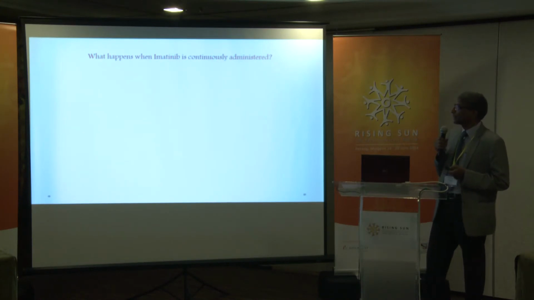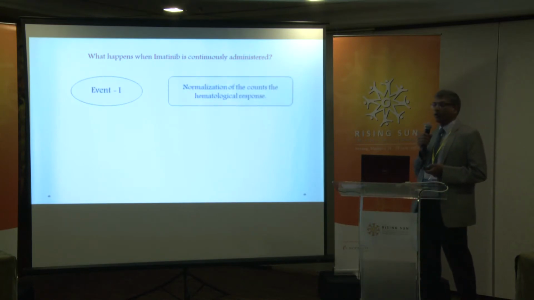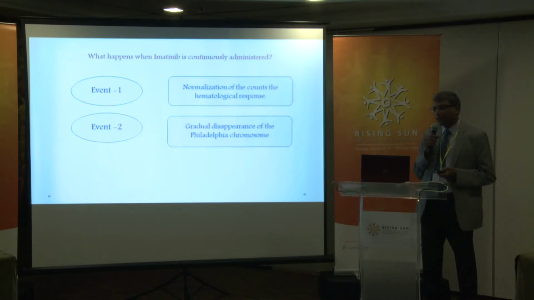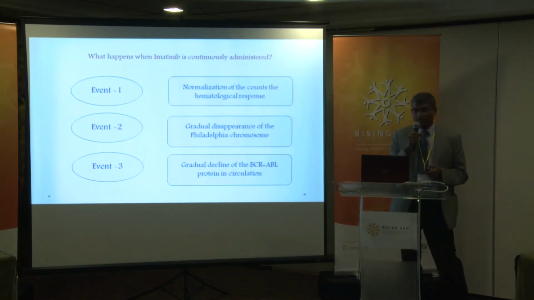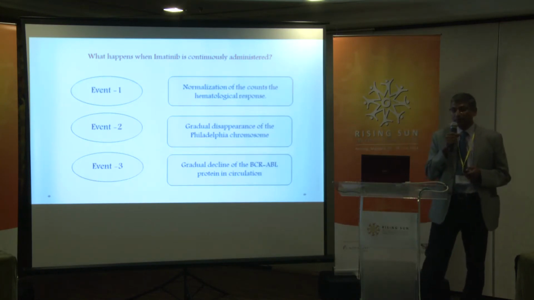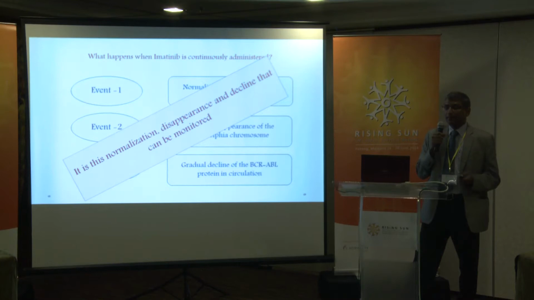So what happens when imatinib is continuously administered? There's event 1, and that event 1 is a normalization of the counts. Then there is event 2, which is the gradual disappearance of the Philadelphia chromosome. And then you have event 3, which is again a gradual decline of the BCR-ABL transcript. It may be gradual, it may be dramatic. And we know that those patients who have a dramatic response tend to do a little better than those who do not. So it is the normalization, the disappearance and the decline that can be monitored. And this is all the essence of monitoring.